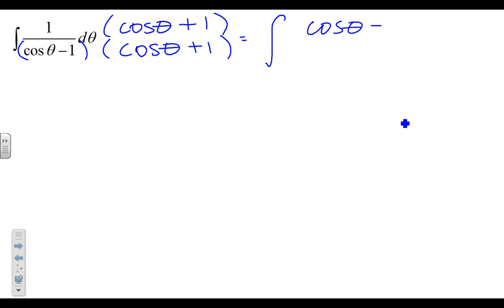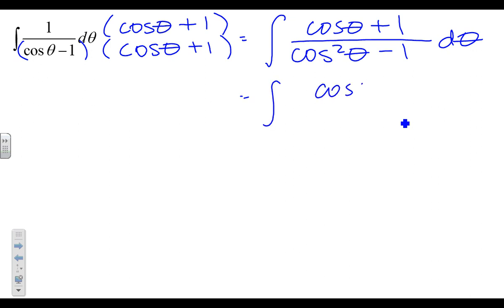So we have cosine of theta plus 1 over cosine squared theta minus 1. What is cosine squared theta minus 1? Negative sine squared theta.